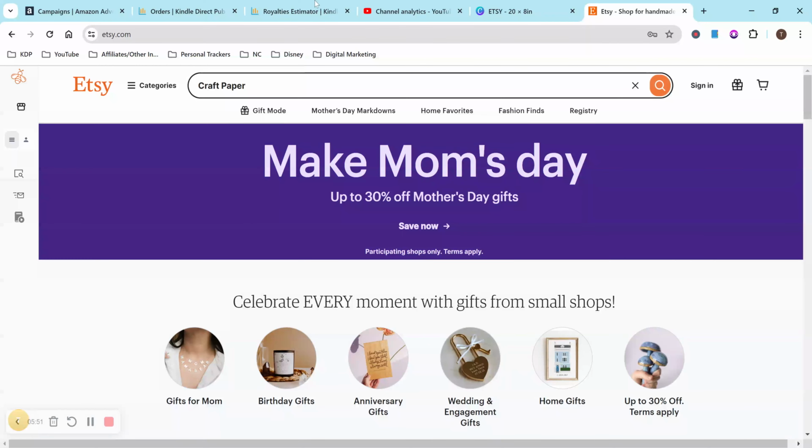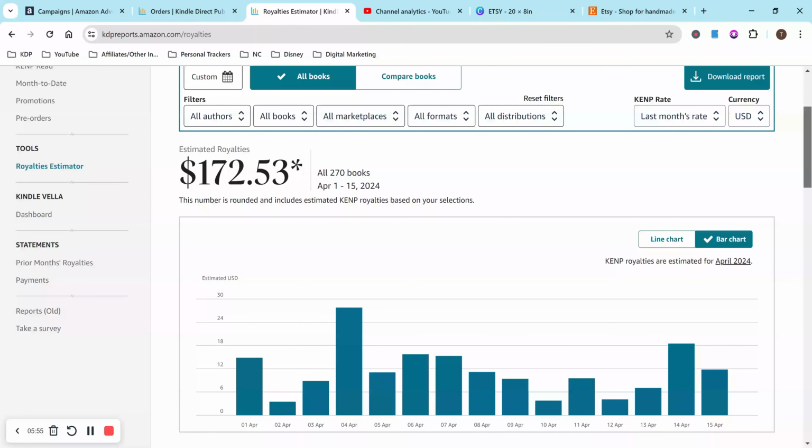So moving on over to my royalties for Amazon KDP, $172.53. This is about on par, I feel like, for what I've been making. And I typically make at least $300 a month. I'm not sure if I'm going to get there this month. We'll see. I've been getting some low 300 months, which I'm not complaining at all.